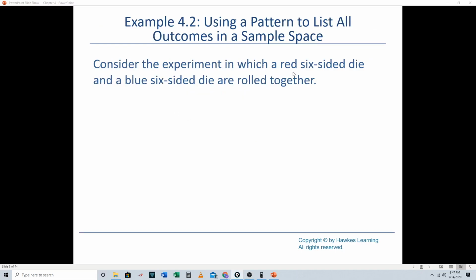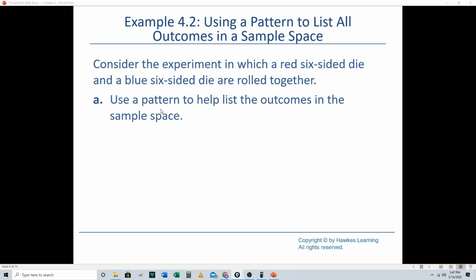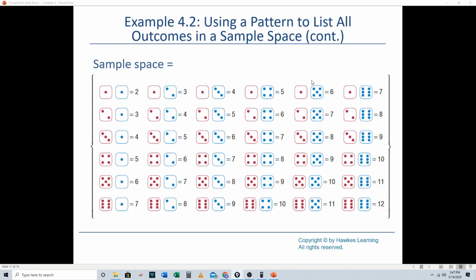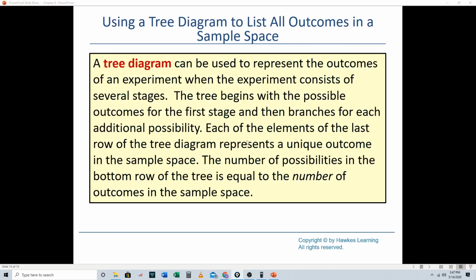Consider an experiment in which a red 6-sided die and a blue 6-sided die are rolled, and we already said if you roll 2 die, it's 6 times 6, 36 outcomes. Here's the sample space, by the way. It looks like this. This is all 36 different outcomes of rolling 2 separate die, and it is easier to think of it as 2 different color die. That way we can separate a 2 and a 1, or a 1 and a 2. A lot of people say they're the same thing, but they're not if they're different colored. Right. So I'm going to move on.